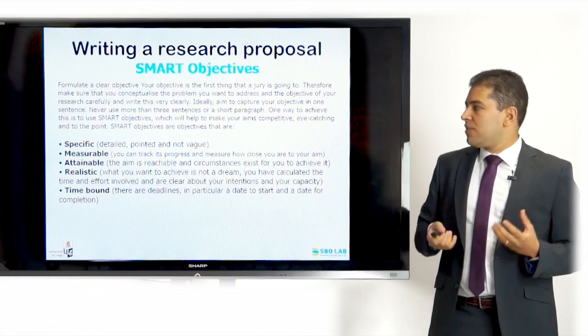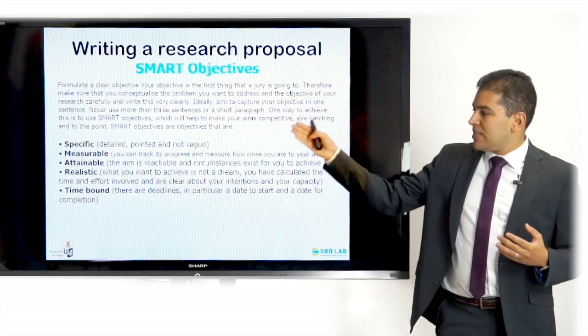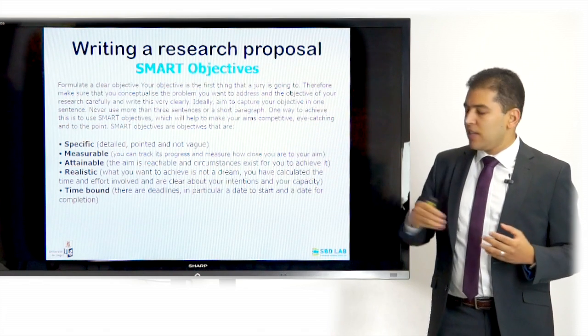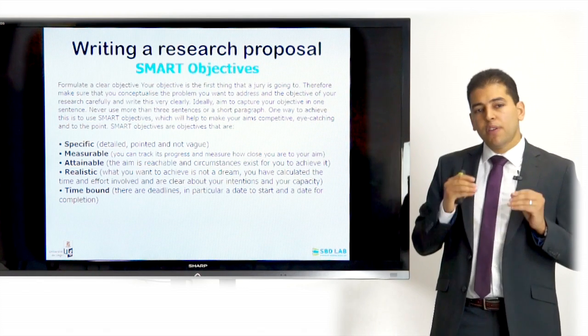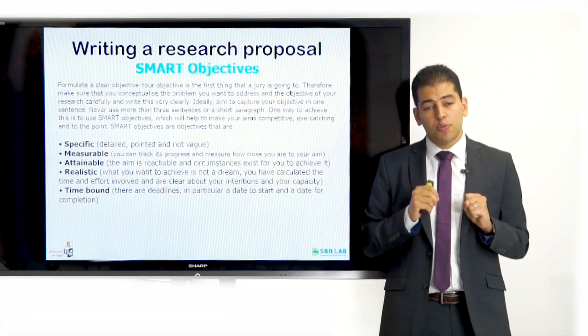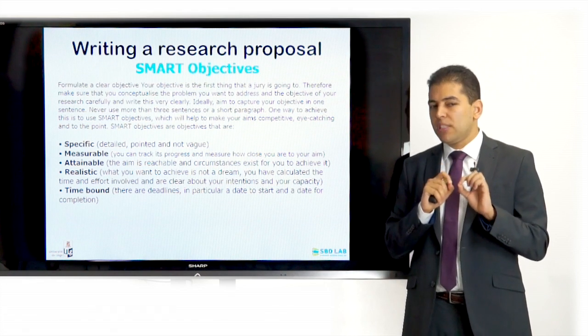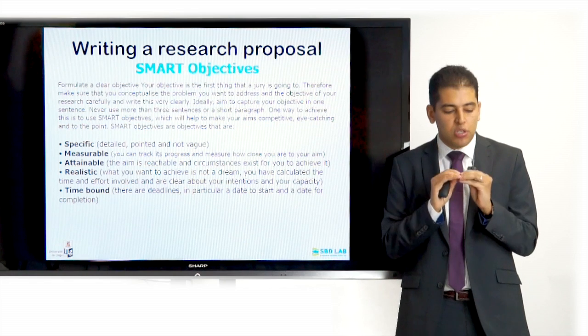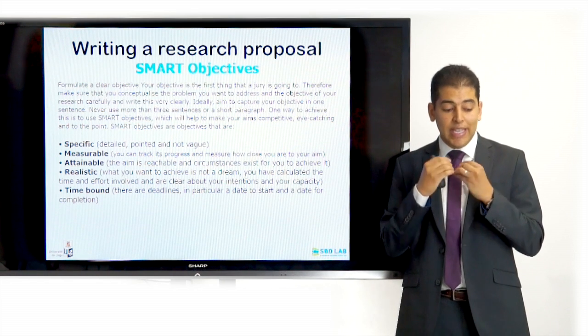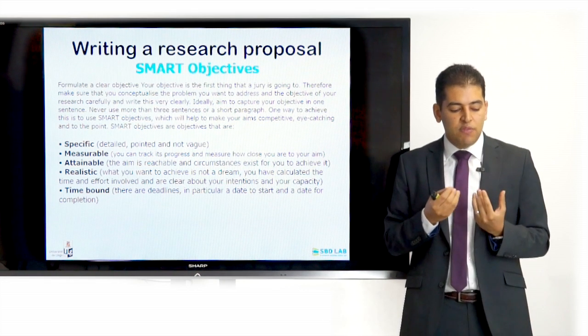We call objectives SMART. SMART stands for specific, measurable, attainable, realistic, and time-bound. Every reviewer reading your research proposal will look at these objectives. Are the objectives specific? Are they measurable? Are they attainable, realistic, and time-bound? And this is very important.